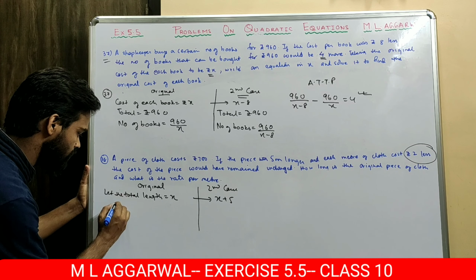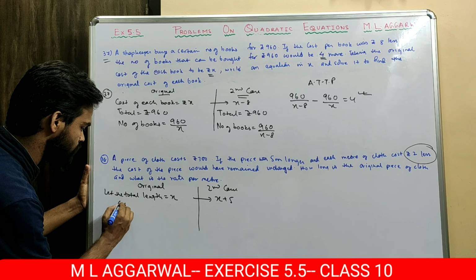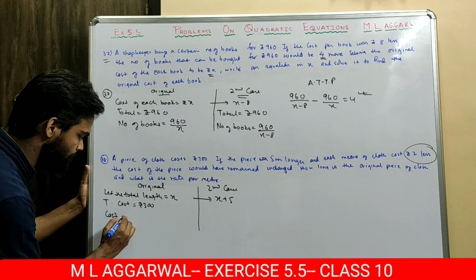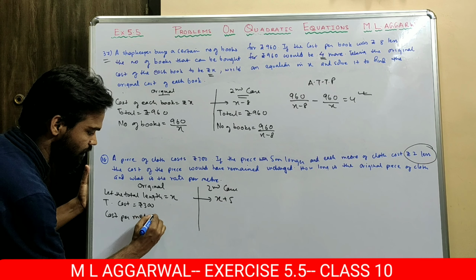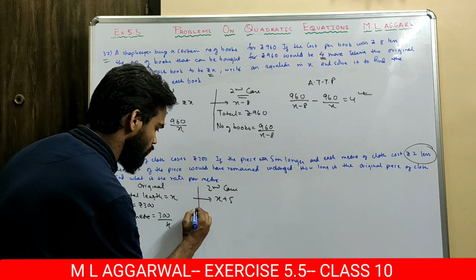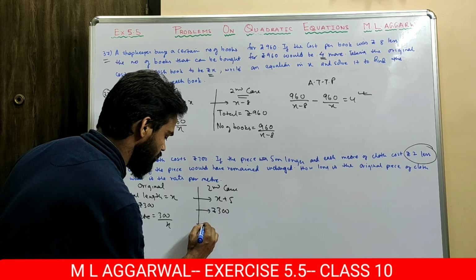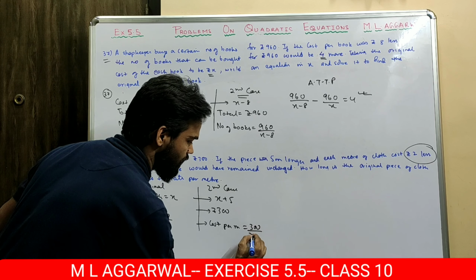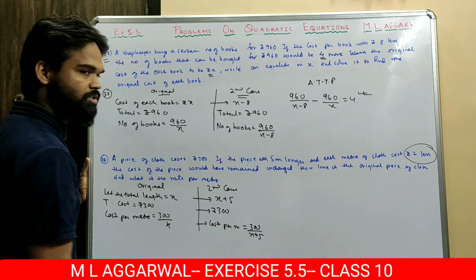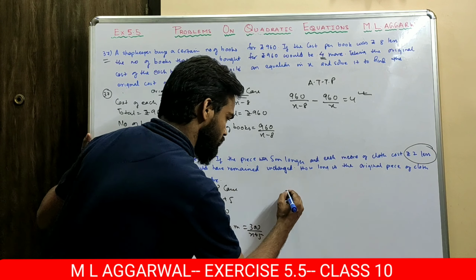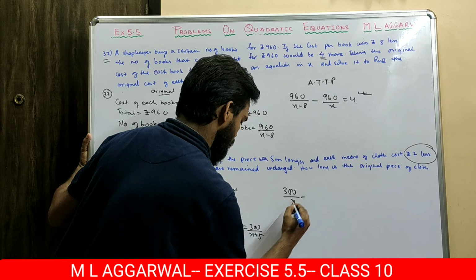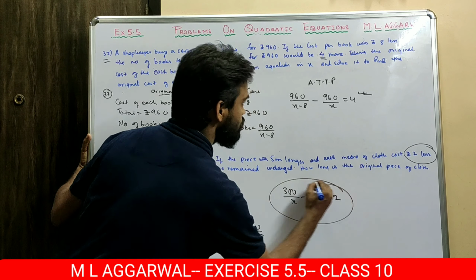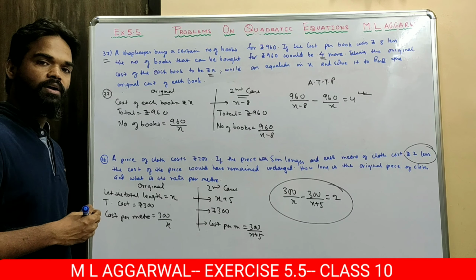Okay, and what is the total amount we have? Total cost is rupees 300. So cost per meter is 300 by x. Over here again, the total is still unchanged, which means cost per meter will be 300 by x plus 5. And this is rupees 2 less, which means the original minus the second case will give you 2. Am I clear? So that's your equation.